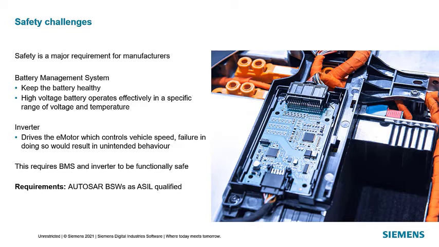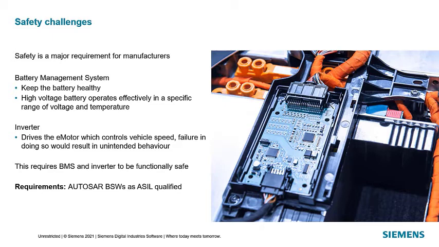A high voltage battery operates effectively in a specified range of voltage and temperature. The range is based on the battery type and the system design. If a cell temperature goes outside its intended range, the BMS will need to take action, maybe even cut off or isolate the cells or battery. BMS is packed full of fail-safe functions.